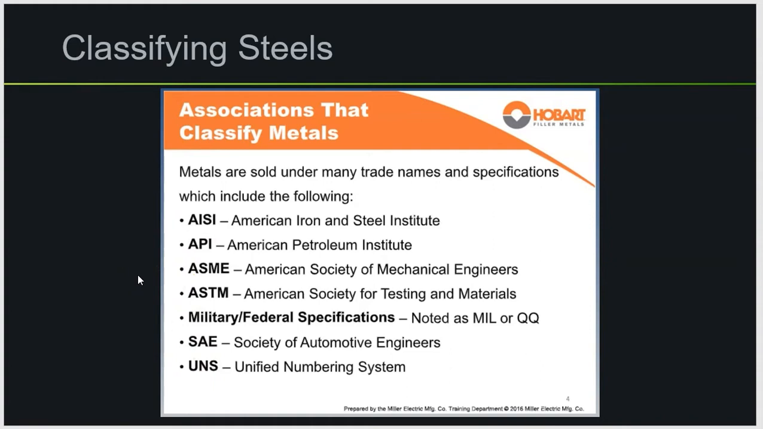Now, instead of using all of them, depending on where you work, you might only use one or two. We're going to be talking about three. So the very first system of classification that we're going to be talking about is actually a joint effort between two of these organizations. The first one being the American Iron and Steel Institute, and the other organization being the Society of Automotive Engineers. So they came together to create one system of classification which is widely used today.